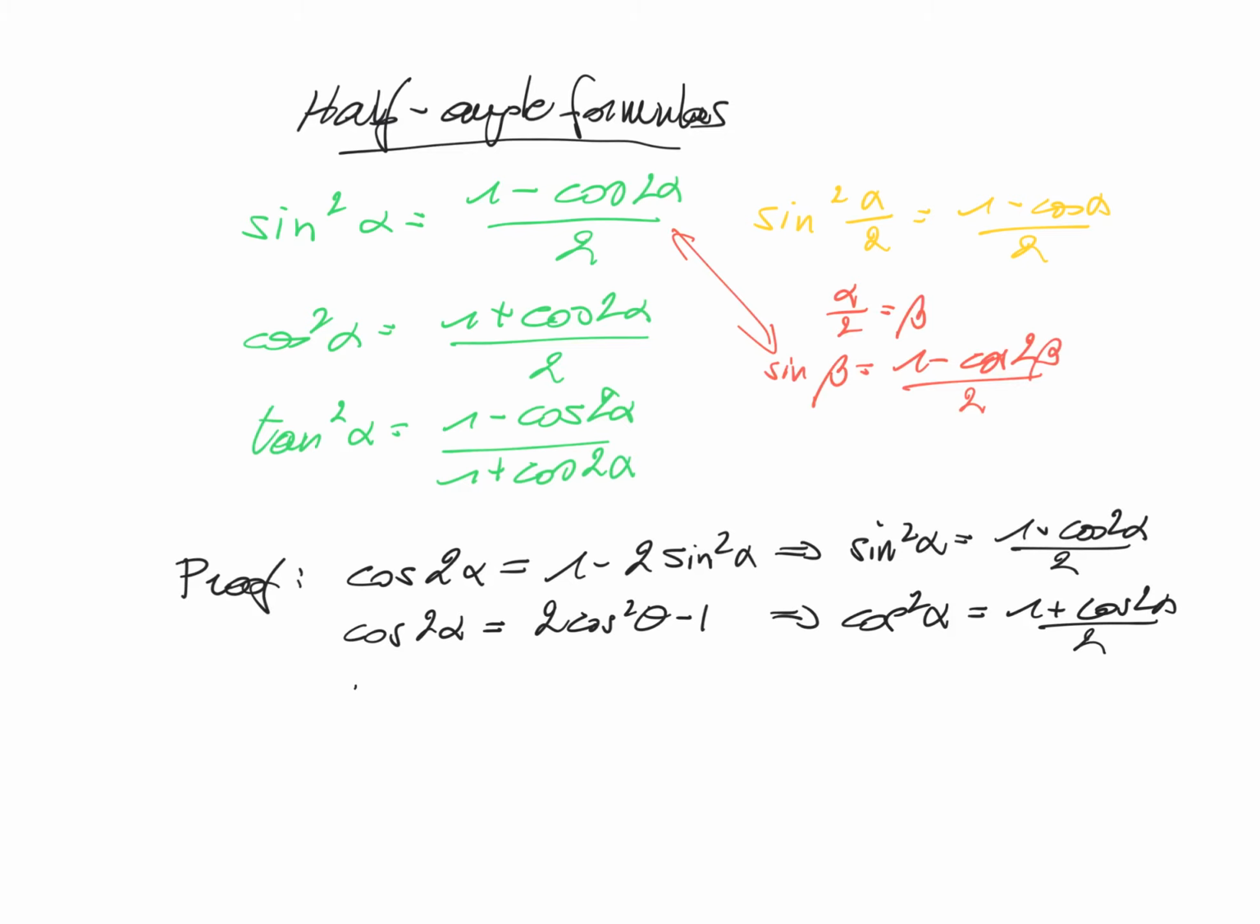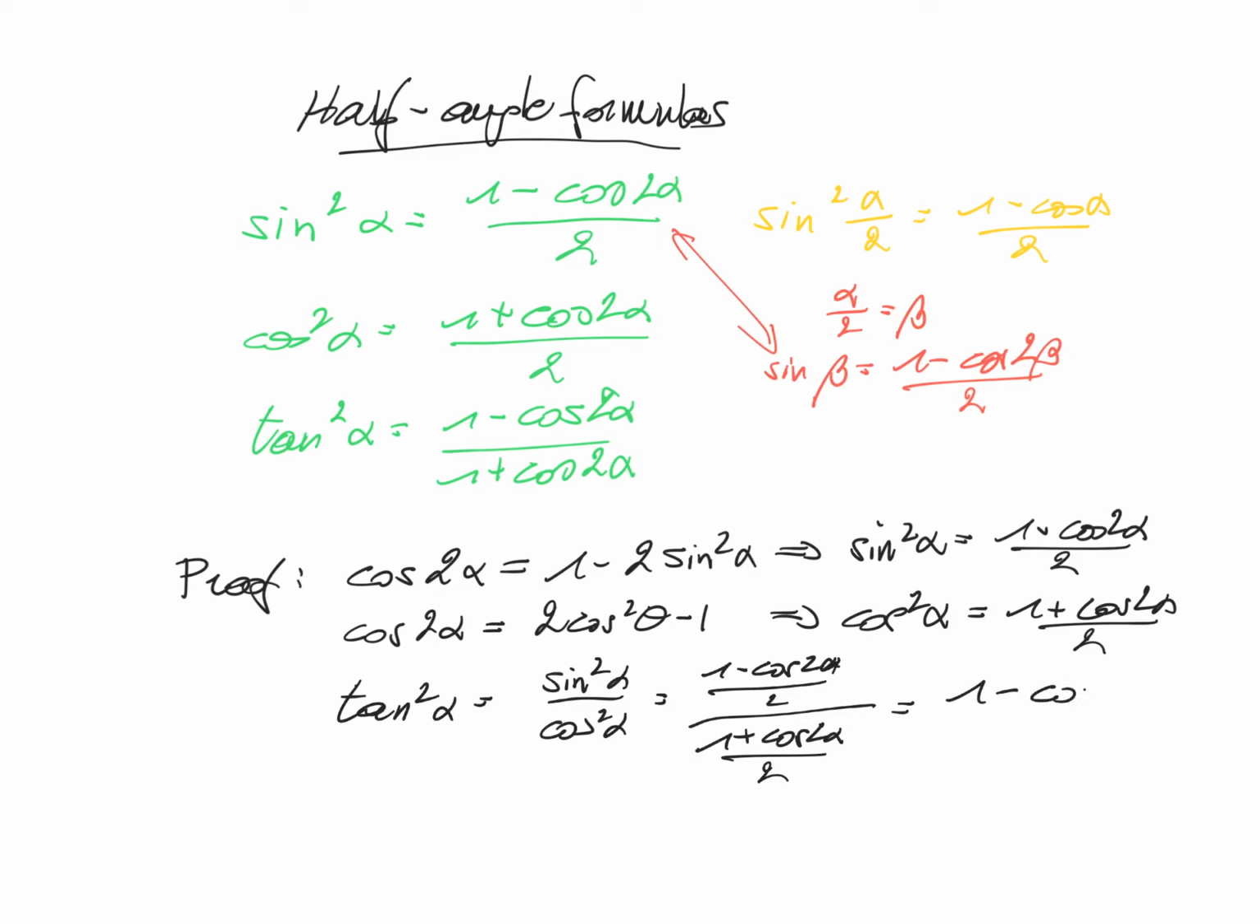And then finally the tangent. Tangent squared of alpha, we will just say this is sine squared of alpha divided by cosine squared of alpha. We know sine squared is (1 minus cosine 2 alpha) divided by 2. We divide that by cosine squared, which was (1 plus cosine 2 alpha) divided by 2. So we are left with (1 minus the cosine of 2 alpha) divided by (1 plus cosine of 2 alpha), which completes the proof.